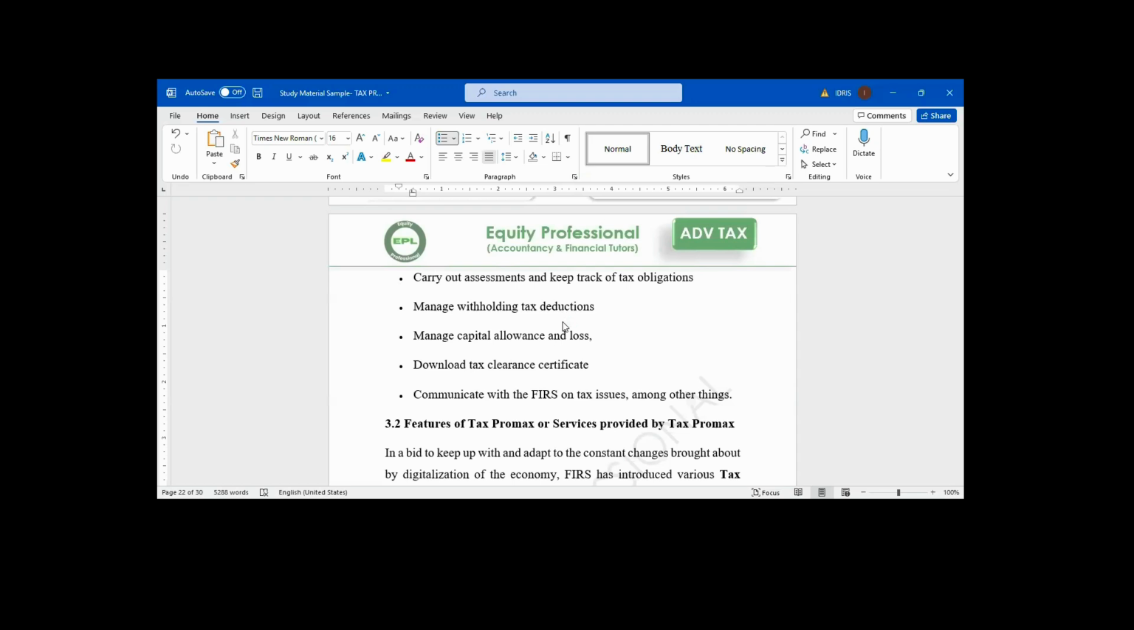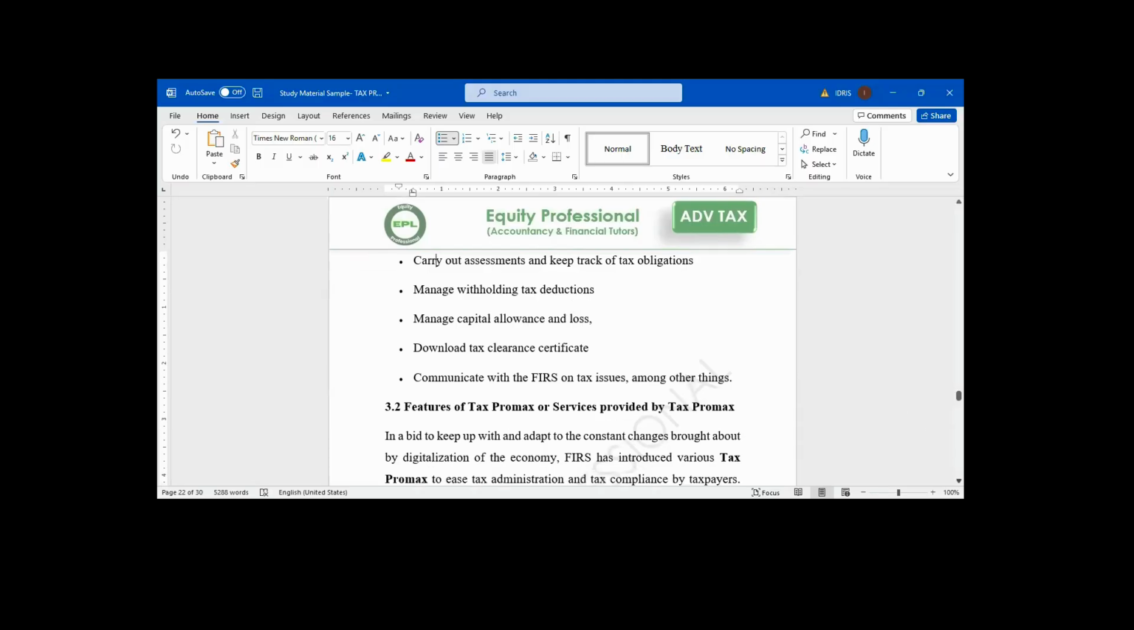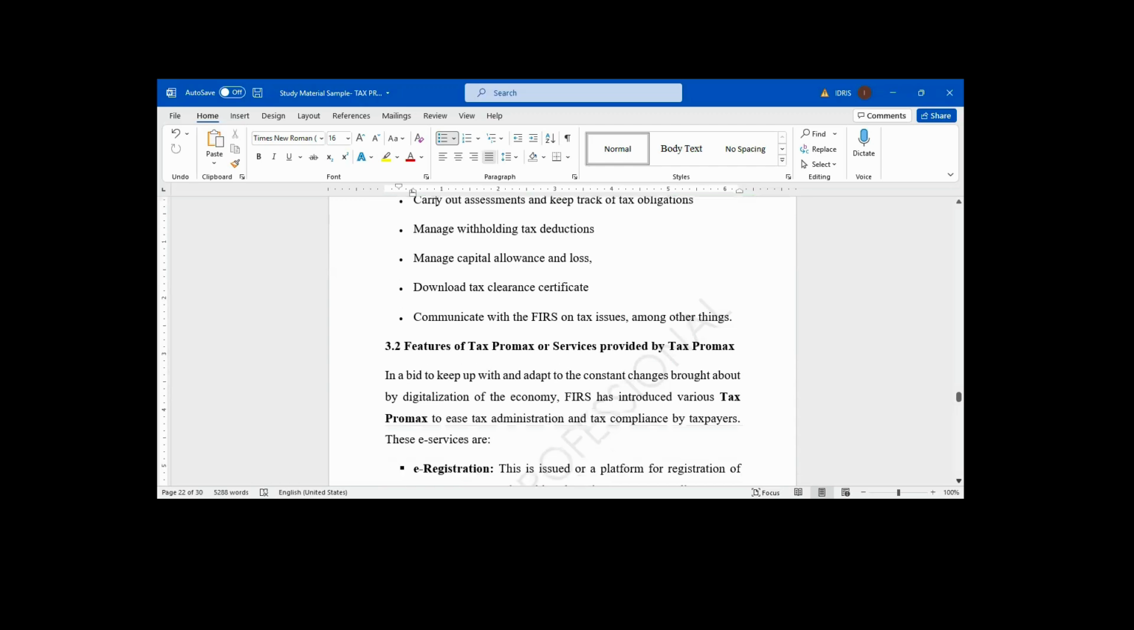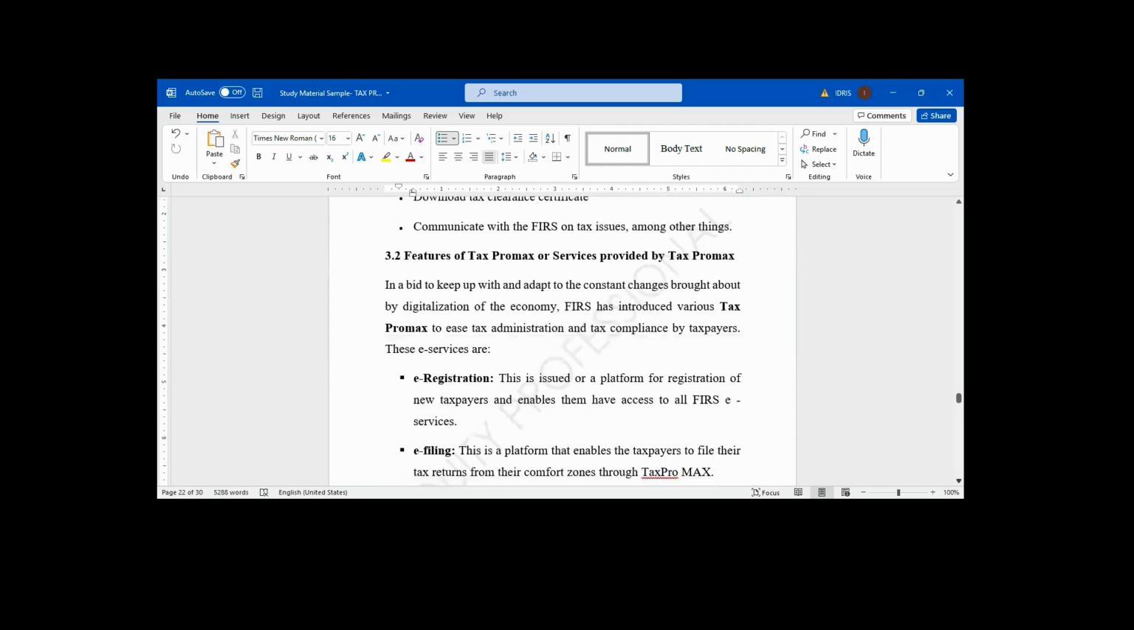Tax Promax also helps to communicate with FRS on tax issues. So, what are the features of Tax Promax? What are the components or elements of Tax Promax? Or what are the services provided by Tax Promax?